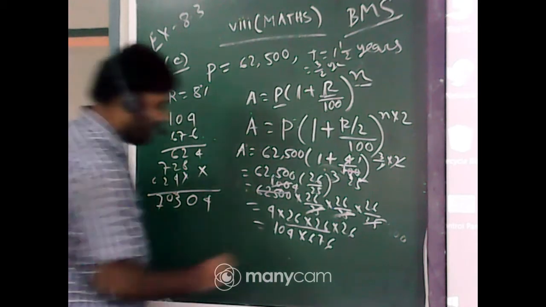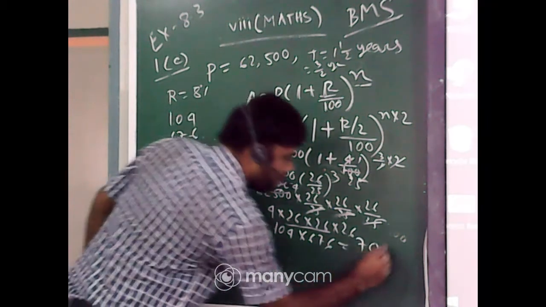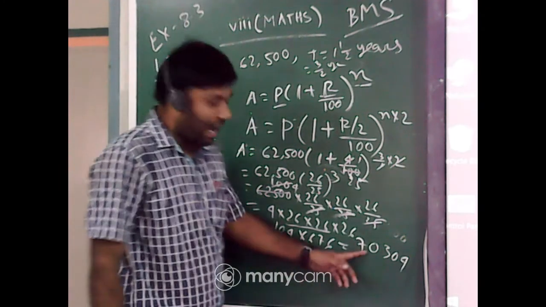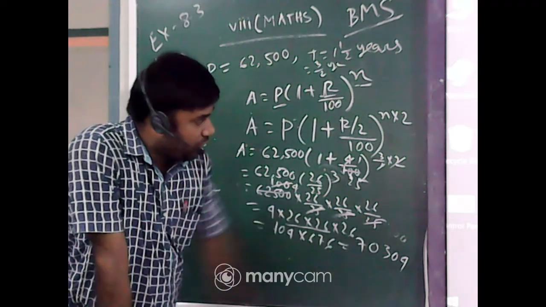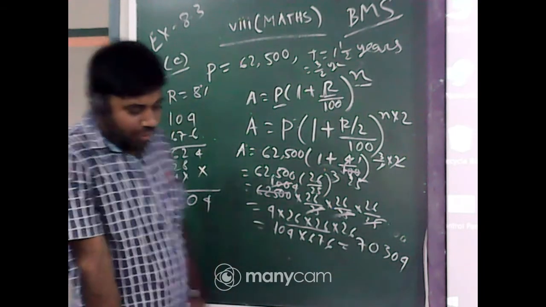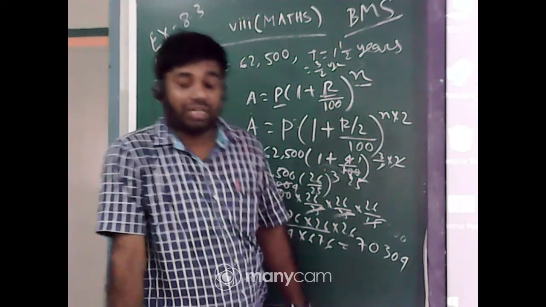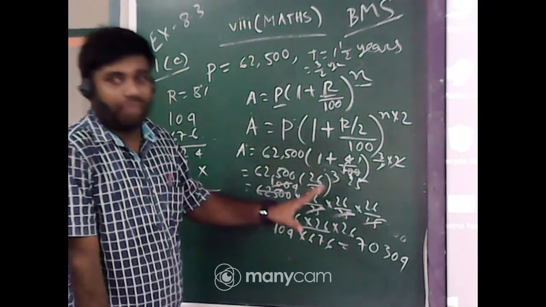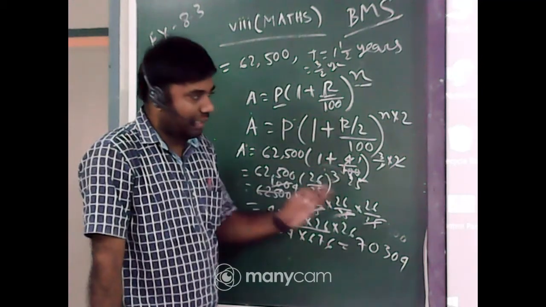That is 70,304, that is the amount. So the amount equal to 70,304. Now our question is, we have to find the CI. CI means compound interest.